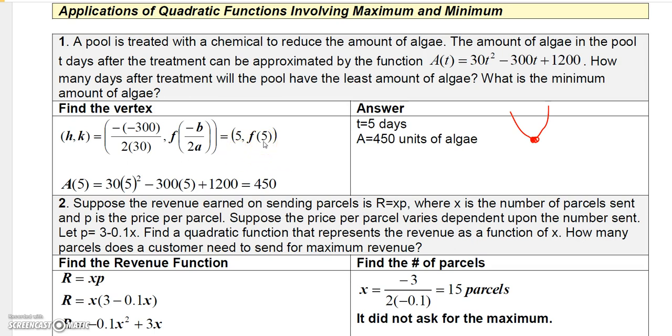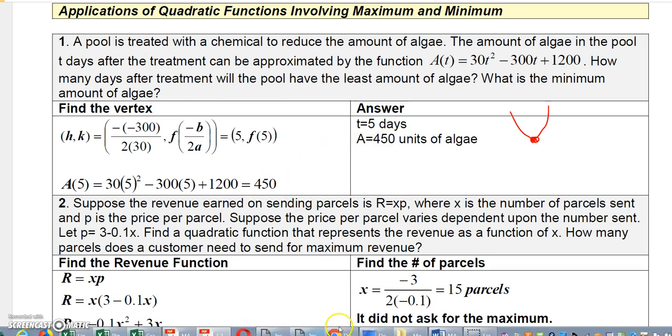To find the minimum, you actually plug 5 back into the function. So if we plug 5 back into this function, we'll get 30 times 5 squared minus 300 times 5 plus 1200, which is equal to 450. So to answer the first question, how many days after treatment will the pool have the least amount of algae? That'd be 5 days. And then if you want to know the amount of algae, that would be 450 units.